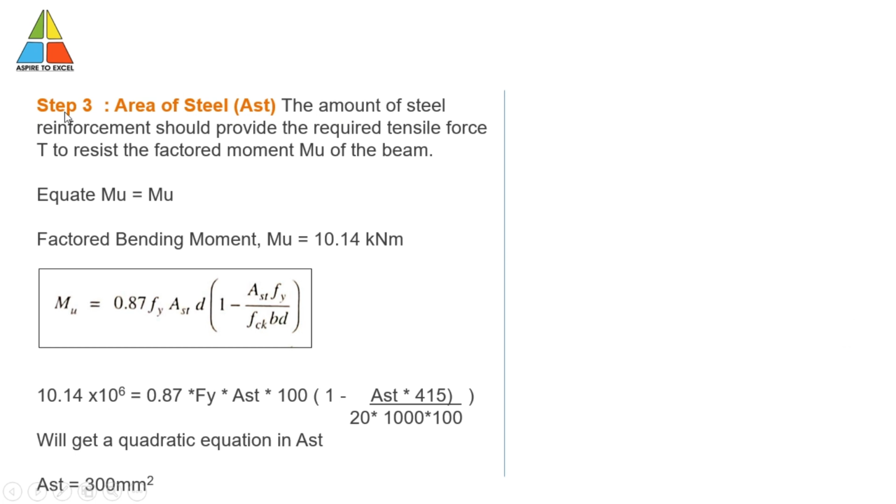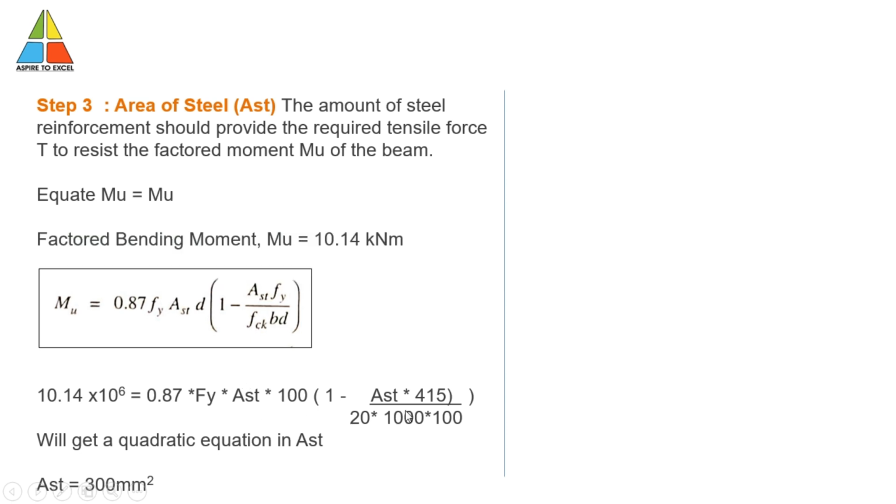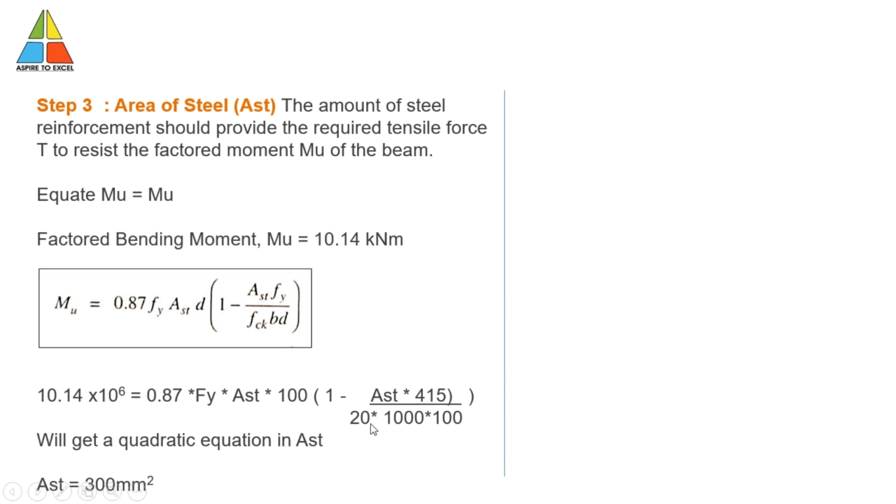Now the next step is area of steel. For this we will equate the value of Mu that we calculated equal to Mu. Again, this value of Mu is given in the code. So when we equate this, we will get a quadratic equation in Ast. All the values are given: 0.87 fy, fy is 415, Ast is unknown, D we assumed as trial depth equal to 100, B would be 1 meter, that is 1000 millimeter, fck is M20, that is 20, and fy would be 415. So Ast is equal to 300 millimeter square.